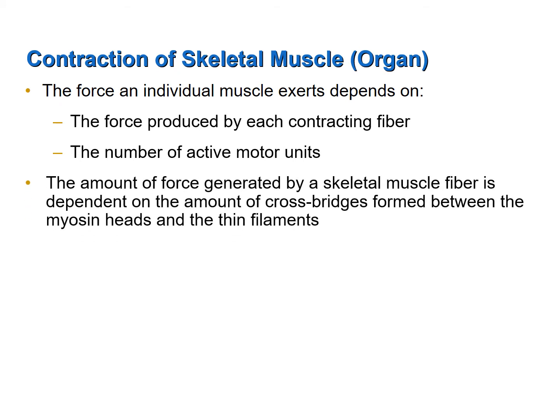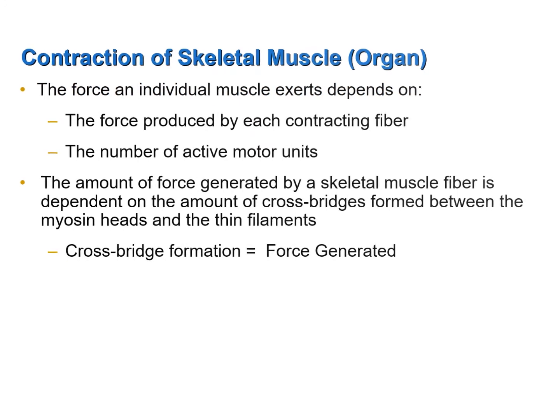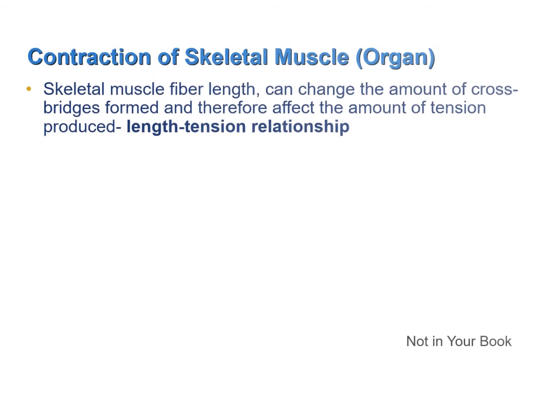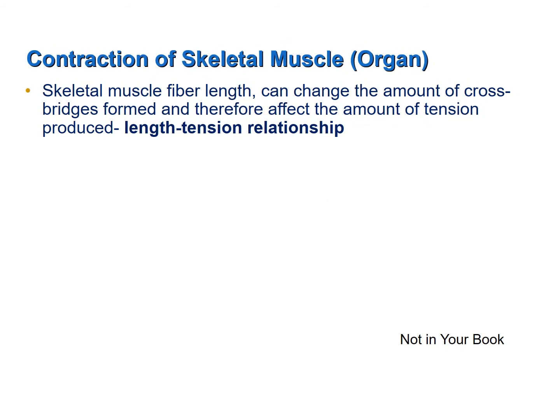At the skeletal muscle fiber level, the amount of force that a skeletal muscle fiber produces is dependent upon the amount of cross bridges that are formed between myosin heads and thin filaments. The greater the cross bridge formation, the greater the force that is generated. Skeletal muscle fiber length can change the amount of cross bridges formed and therefore affect the amount of tension produced.